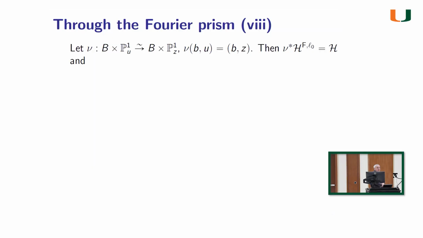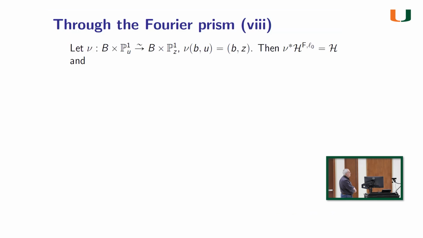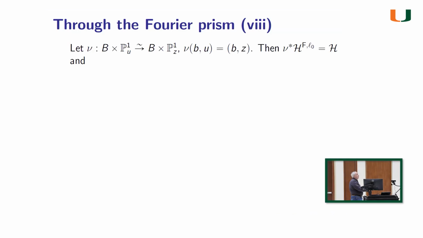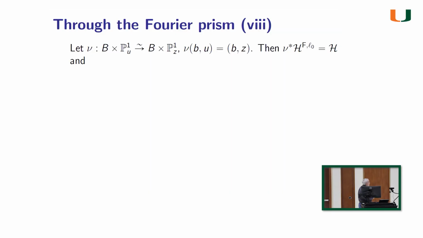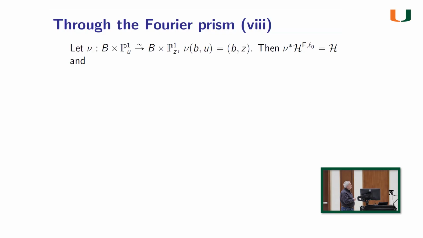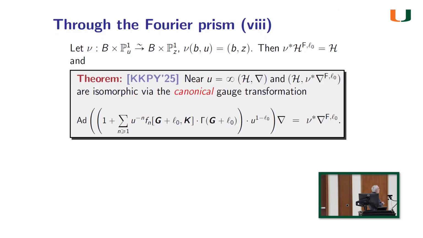Now, let's identify the basis of the original F bundle and the Fourier dual one in the most natural way possible. So we keep B the same, and we say U equals Z. Then if you pull back this Fourier transform F bundle, you just get H. And the theorem is that the original quantum connection and the Fourier transform quantum connection, under this identification of the basis, are gauge equivalent, canonically.